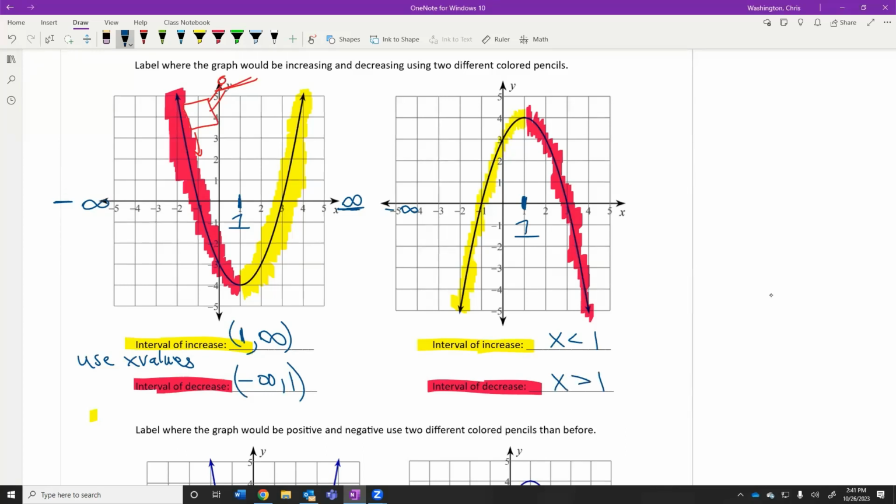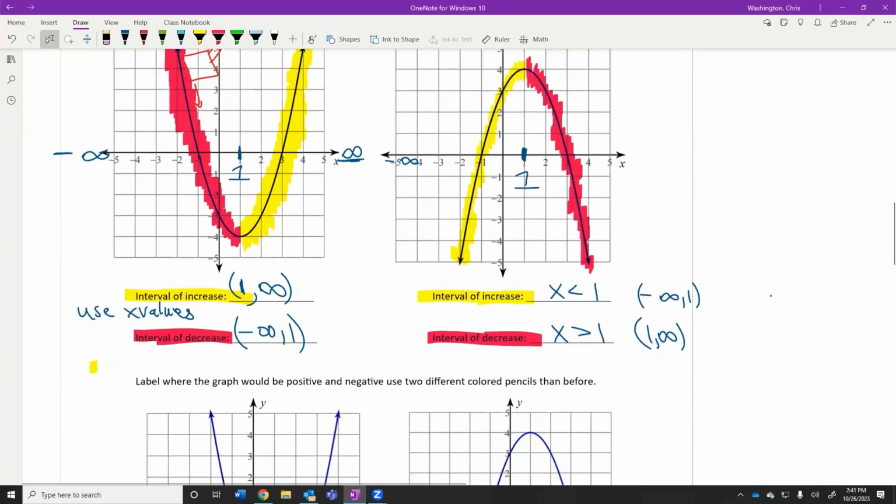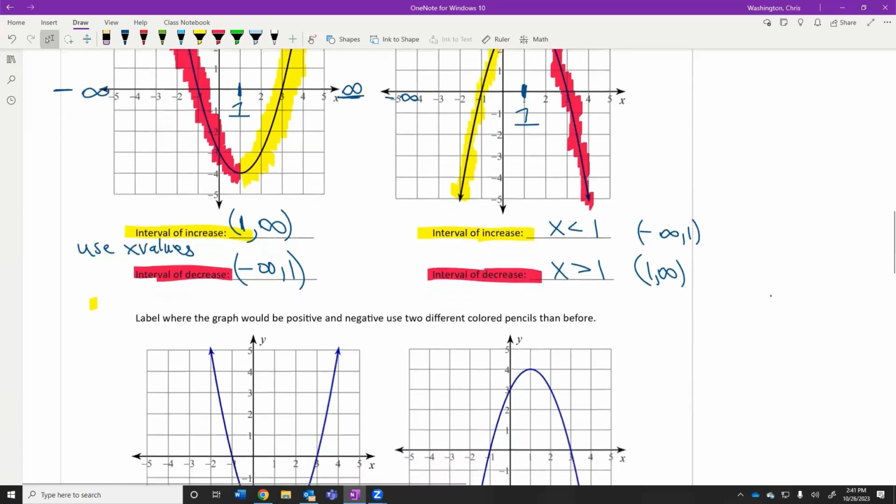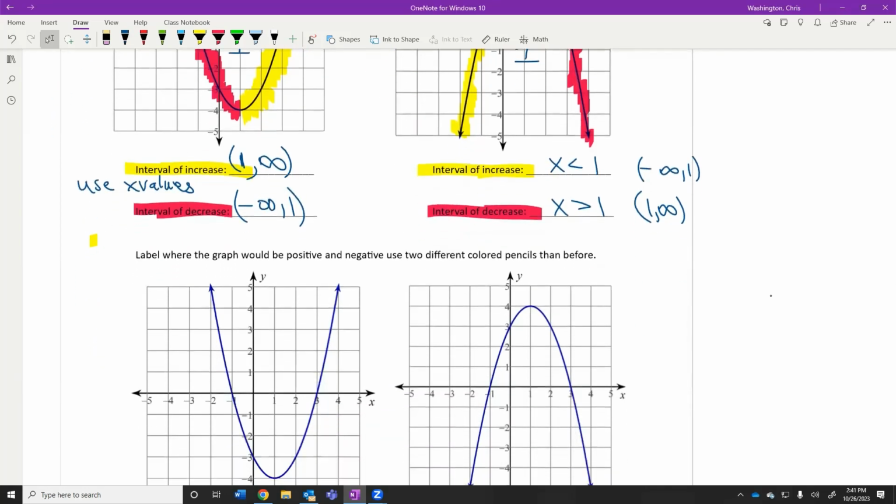And we are using the x values for these. So x is less than 1 we could write as negative infinity to 1, or x is greater than 1 would be 1 to infinity. Either one. What are you going to see probably on a quiz or test? Probably this notation, but maybe the other one. You need to know both. You're expected to know both.